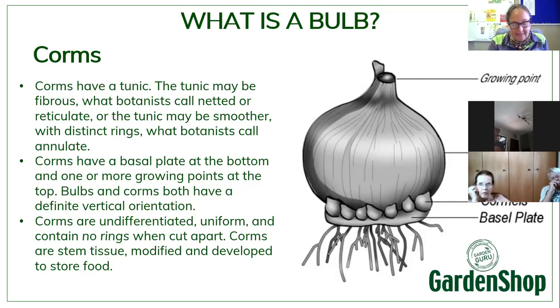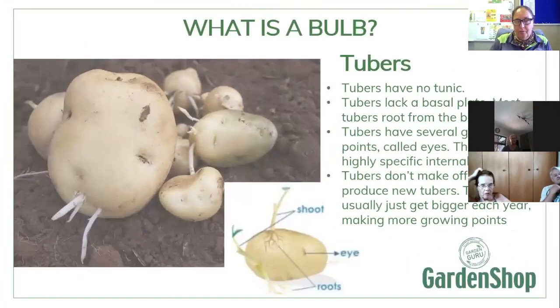So some corms might shoot more than one leaf set from the top of the corm. It is uniform, as I've said, and it's got no rings when you cut it, and the tissue inside it is solid. Now, again, corms could make baby corms, and those are called cormals, and they also usually form from the basal plate of the corm.